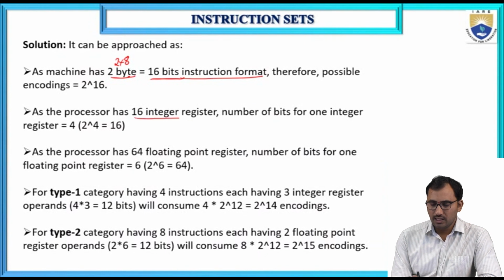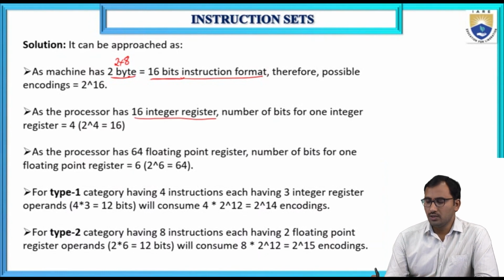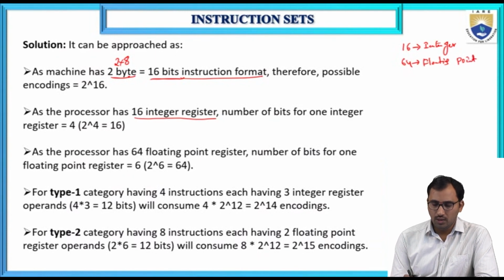In the problem they mentioned 16 integer registers and 64 floating point registers. As the integer registers are 16, the number of bits for one integer register is 4, since 2 power 4 is equal to 16. And as the processor has 64 floating point registers, the number of bits for one floating point register is 6, since 6 bits are required to access all the floating point registers, 2 power 6 is equal to 64.